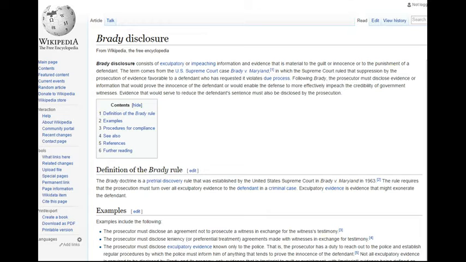The prosecutor must disclose exculpatory evidence known only to the police. That is, the prosecutor has a duty to reach out to the police and establish regular procedures by which the police must inform him of anything that tends to prove the innocence of the defendant. Not all exculpatory evidence is required to be disclosed by Brady and its progeny. Only evidence that is material to guilt or punishment, with material evidence being defined as such as to create a reasonable probability that disclosure of the evidence would have changed the outcome of the proceeding.